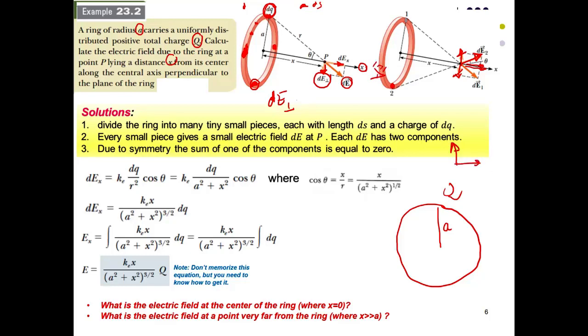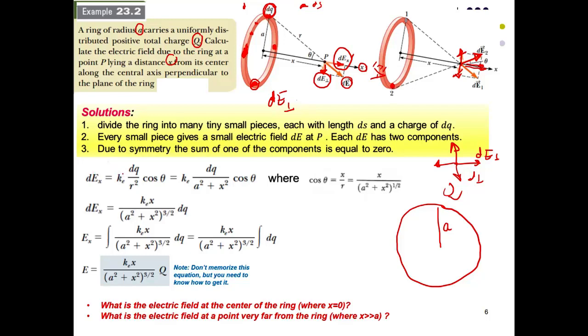This is all this component. I'm now speaking about dE perpendicular. You have millions of those opposite to each other. They will cancel out. So your task simply is to find all the dEx. That's what you want to find. So you have millions of those. Okay, so what about dEx?